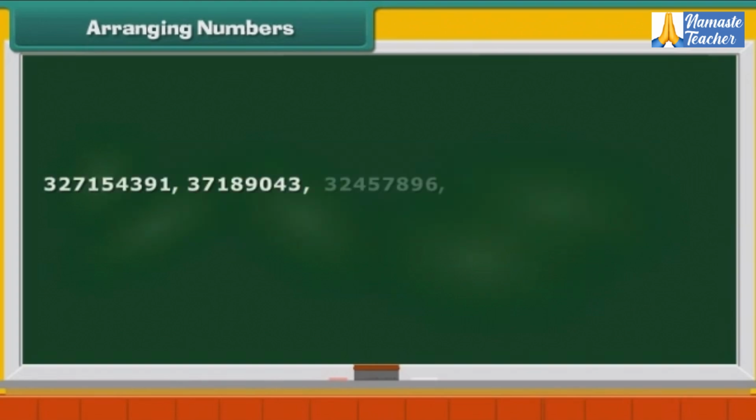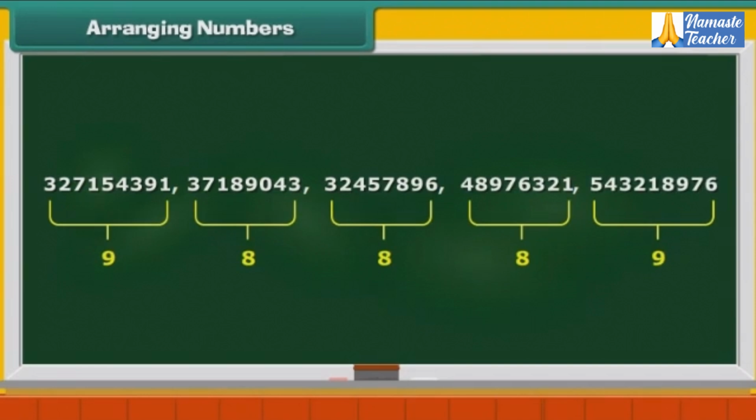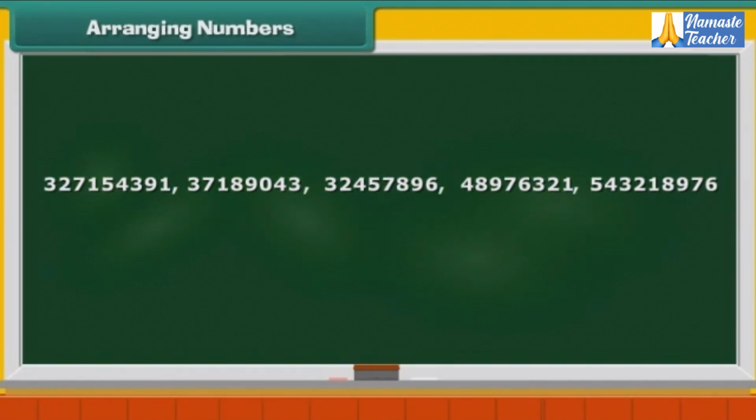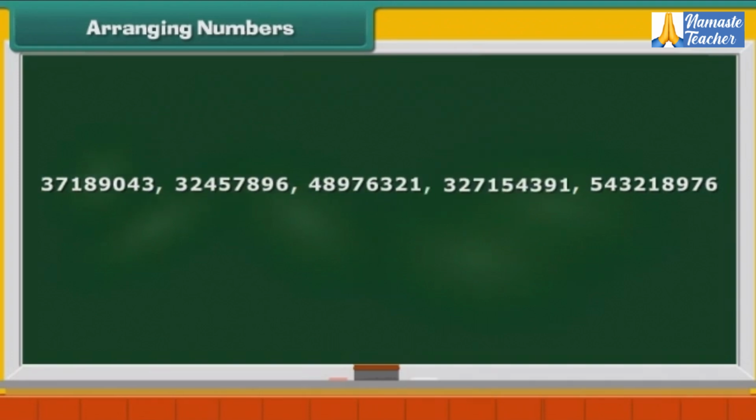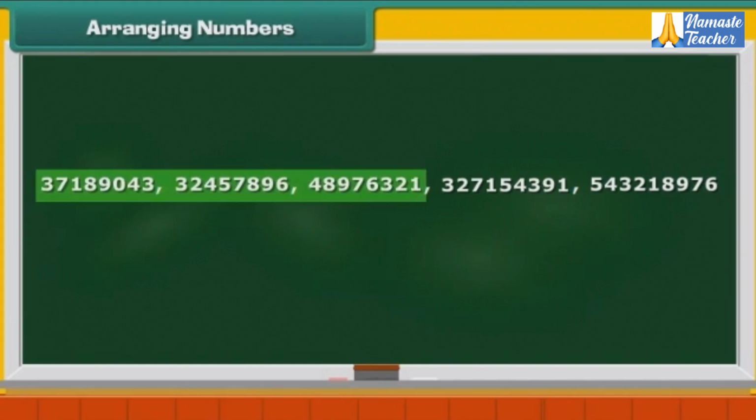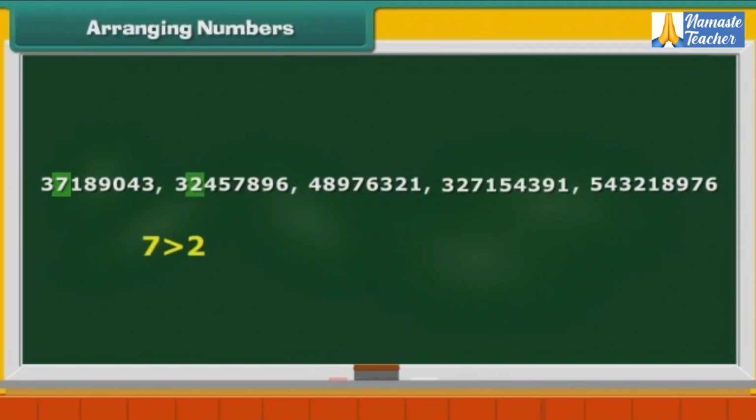Consider these numbers. Count the digits in each number. The first and the last have 9 digits. The rest have 8 digits. Since we are arranging the numbers in ascending order, 8-digit numbers will come first, followed by 9-digit numbers. Now consider the 8-digit numbers. The first two begin with digit 3. Their second digits are 7 and 2. 7 is greater than 2.